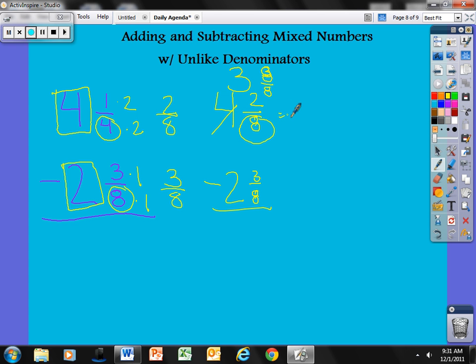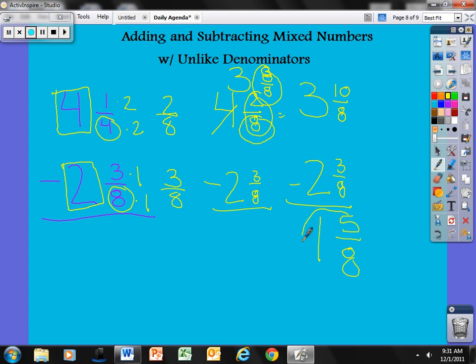So now what I really have on top is 3. And if I combine the 8 eighths and the 2 eighths, I have 10 eighths. So I have 3 and 10 eighths now, and subtract from that 2 and 3 eighths. 10 minus 3 is 7. The denominator stays the same. 3 minus 2 is 1. This cannot be reduced, so there's my final answer.